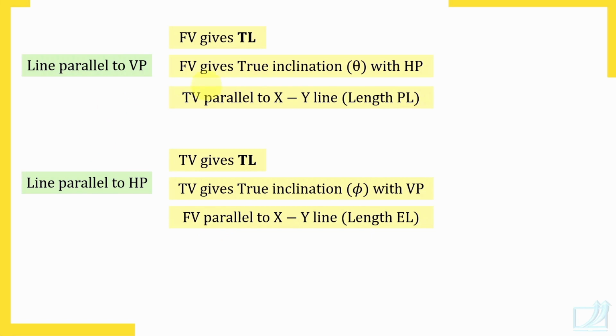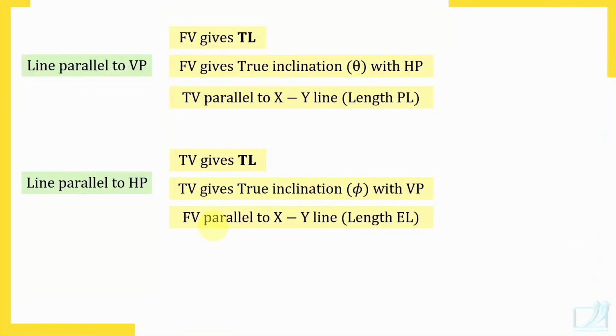Also, true length always gives true inclination. If front view is true length, it means front view gives true inclination. So a true length view always gives true inclination. If it is true length in the front view, then it is true inclination with HP. If it is true length in the top view, then it gives true inclination with VP. But remember, true length gives true inclination.